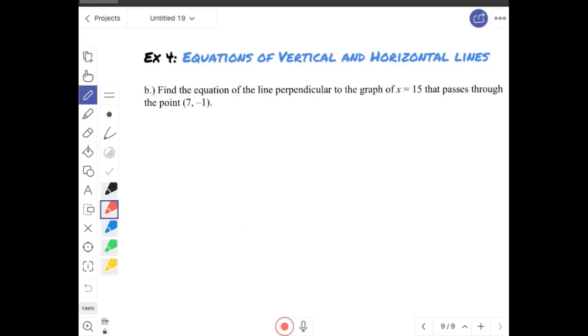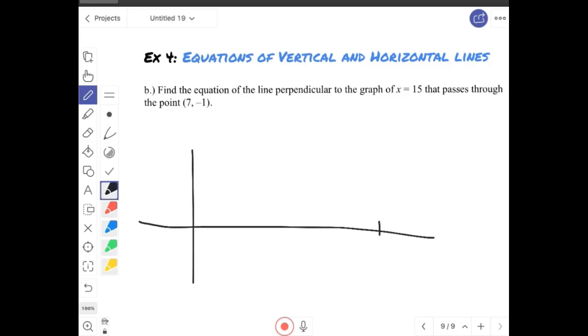The equation of the line perpendicular to the graph of x equals 15. So again, let's say, boom, this is 15. So we have a vertical line. The one perpendicular to that is going to be horizontal. Now, the point that they give us is at 7, -1. So roughly halfway and down 1. So we'll say that's 7, -1.